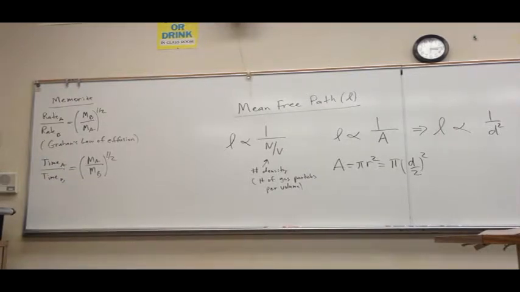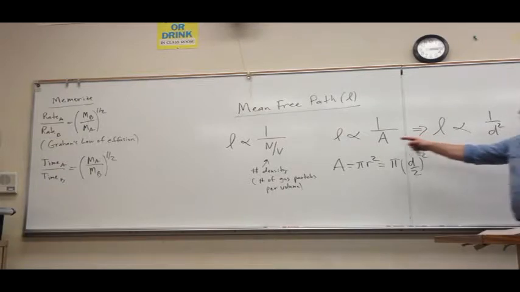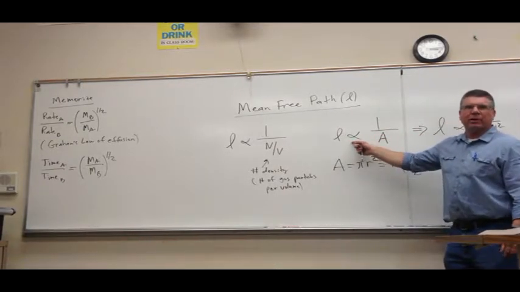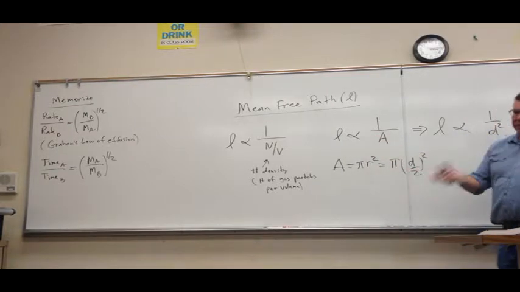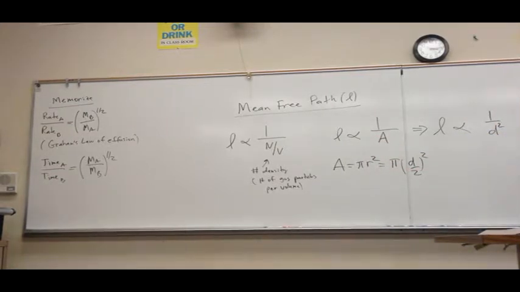All I'm doing is setting up proportionalities, right? And I'm going to wave the magic wand and tell you what the proportionality constant is in just a second. But you see, any constants we don't have to write when we do proportionalities, because that's going to be sucked up into the constant of proportionality. You guys all right with that?